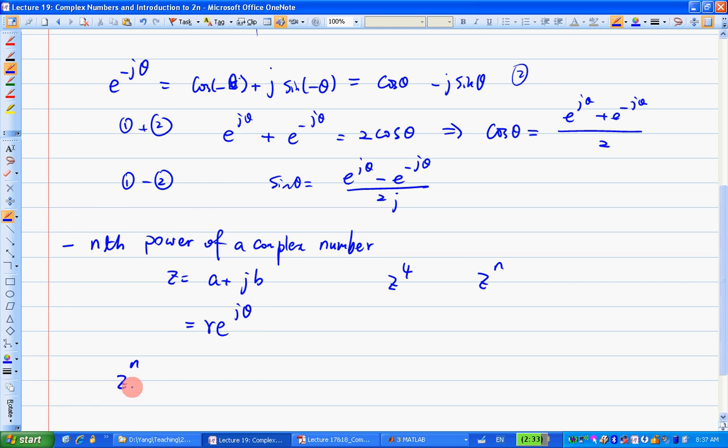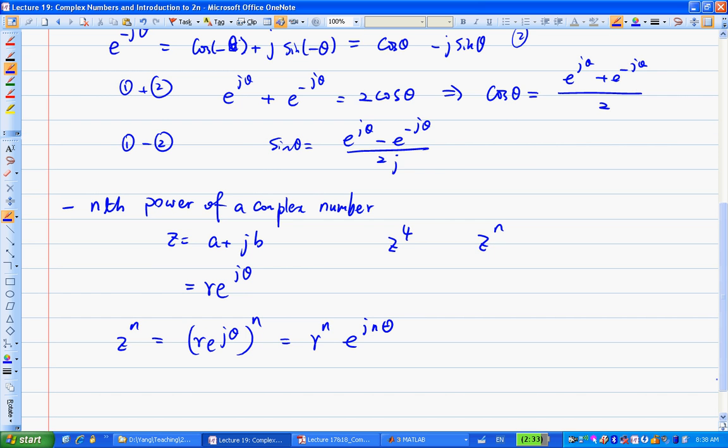If I say z to the power of n, then it's equivalent to saying this guy to the power of n. And this guy to the power of n has two quantities. One is r, the other is e to the power of j theta, and that's basically r to the power of n and e to the power of j n theta. So you see, that's much simpler, and in one step you end up with this result here.